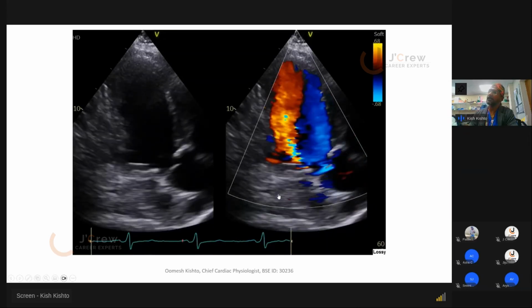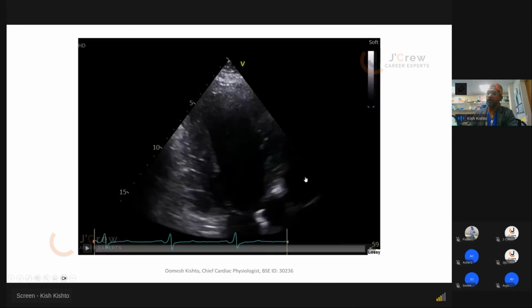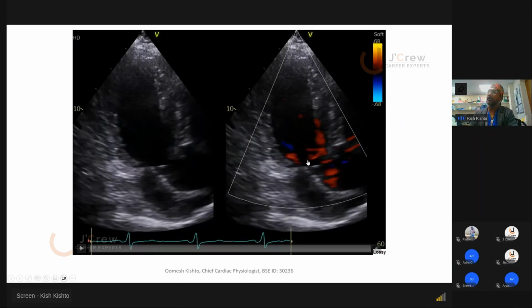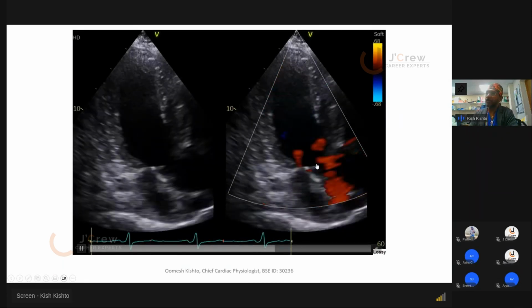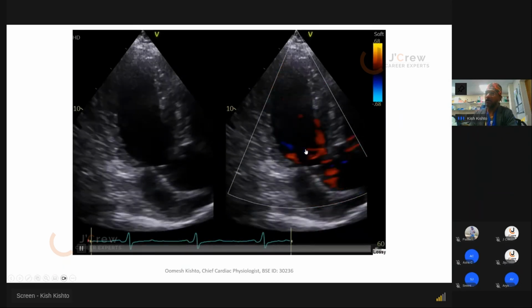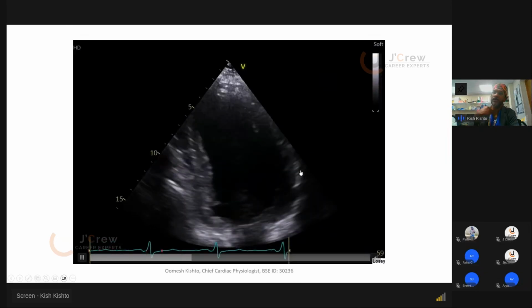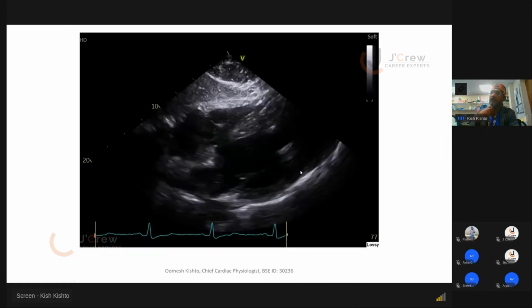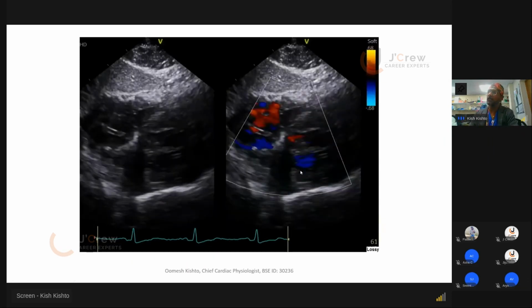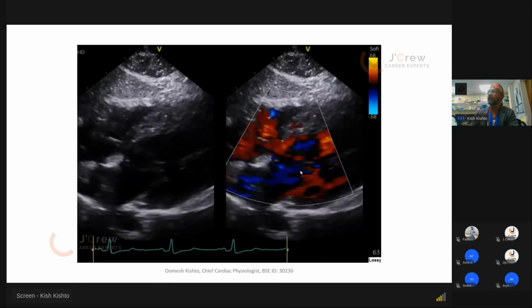So that's a three chamber view, as you can see how broad it is going at the back there. Just looking at it tells you it's severe. And then the flow reversal of the arch definitely confirms it.